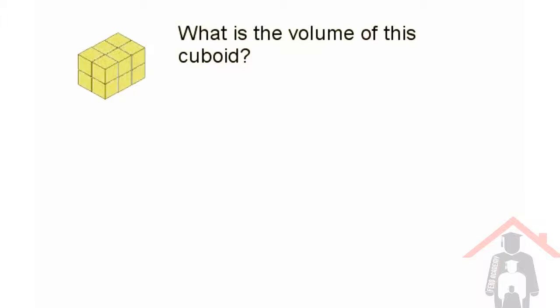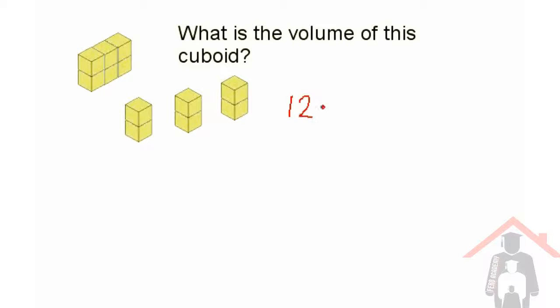This is a cuboid because the width, the length, and the height are not all the same this time. To find the volume of this cuboid, we could take it apart like this. We can then see that it was made out of 12 small cubes, so the volume is 12 centimetres cubed.